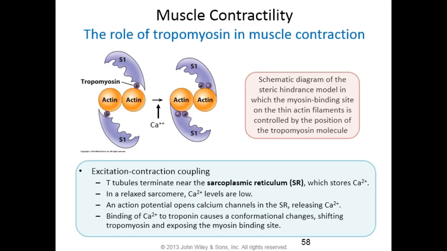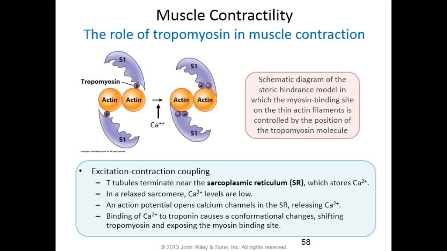So in a relaxed sarcomere, the thin filament's tropomyosin molecules block myosin binding sites on actin molecules. The tropomyosin's position within the filament groove is controlled by the protein troponin. When calcium levels rise, the ions bind to the troponin C subunit, which causes another troponin subunit to alter its shape. So the protein undergoes a conformational change, which moves adjacent tropomyosin closer to the center of the filament's groove. This shift in tropomyosin position exposes myosin binding sites on adjacent actins, allowing the myosin heads to attach to thin filaments and cross bridges to form.